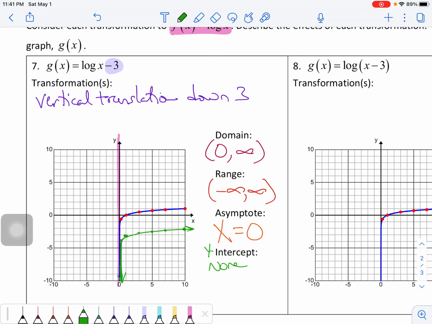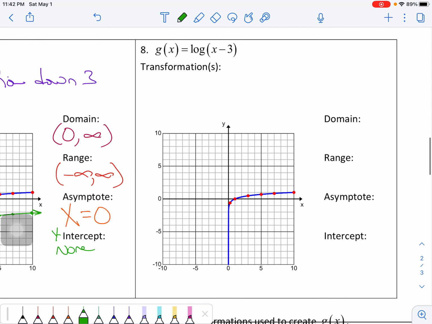All right, I'm going to go ahead and slide on over to problem number 8. Now, 8 and 7 look kind of similar because both of them have, oh, look, a -3 in it. The difference is this transformation, this -3 is attached to x. Because it's attached to x directly, like inside the parentheses, those are your horizontal changes. So this is a horizontal translation.